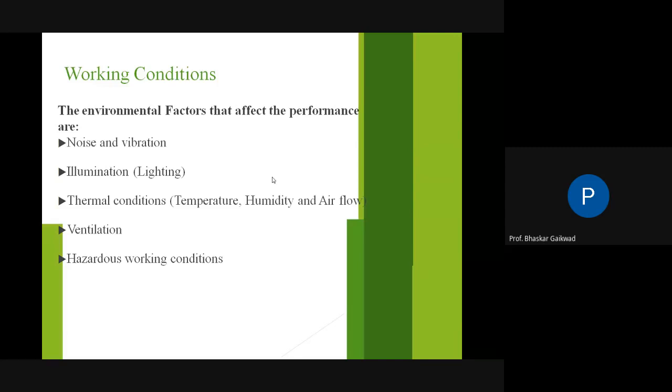Working conditions should always be away from noise and vibration. There should be proper light, thermal condition, temperature, and humidity to protect the body of the workers. Ventilation means an evaporation cooling system for your body should be there. Hazards in working conditions, dangerous things, have to be handled automatically. You can take care of these hazards.